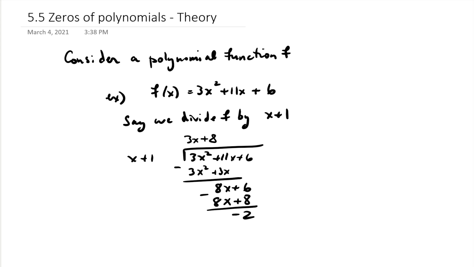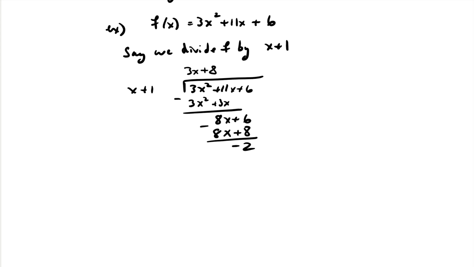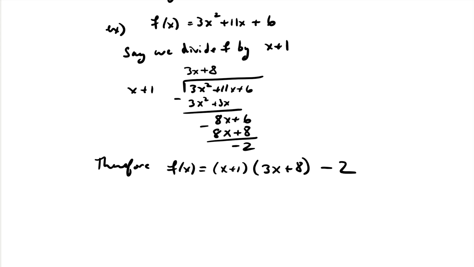I subtract, I get minus 2, and I stop because the degree here, which is 0, is less than the degree of the divisor, which was 1. So I cannot fit, in other words, x into minus 2, so I just stop there. So it tells me that x plus 1 is not a factor of the polynomial because it didn't give me a remainder of 0. Okay, so that's one thing. So what I get from this is that f of x is the divisor times the quotient, 3x plus 8, plus the remainder, like that.